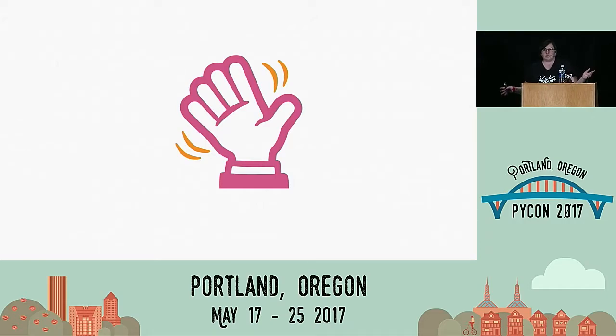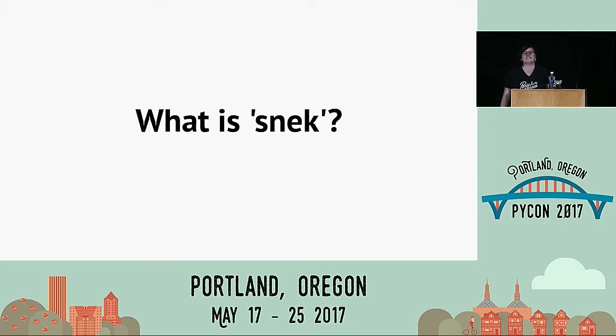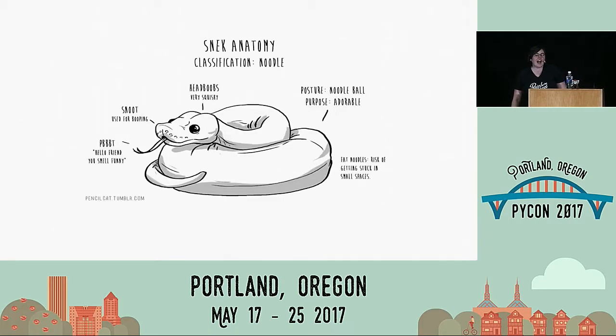And like any good talk, we should start with some definitions. So, the first and most important definition of all, what is Snek? According to the most reliable source of information on the internet, Tumblr, Snek is comprised of a danger noodle with a snoot for booping. Snek is very cute. Snek has a snoot for booping, hello friend, you smell funny, head boops, and is currently in the posture of a noodle ball and is very cute and adorable. And I like Snek. Snek is cute.